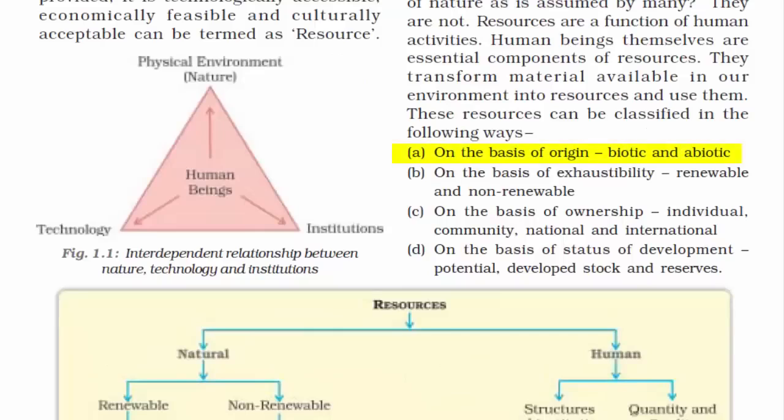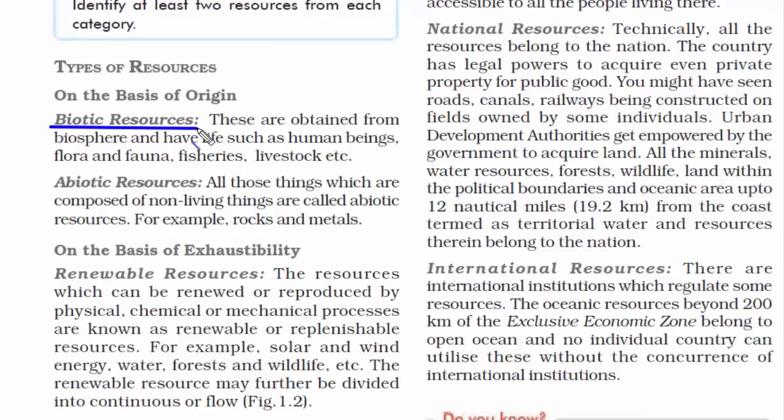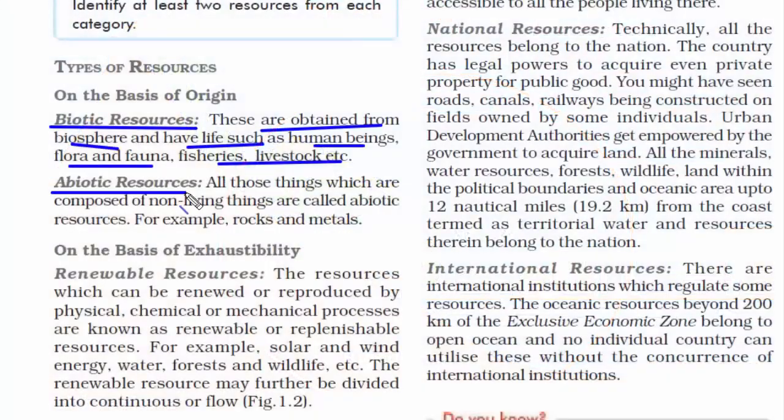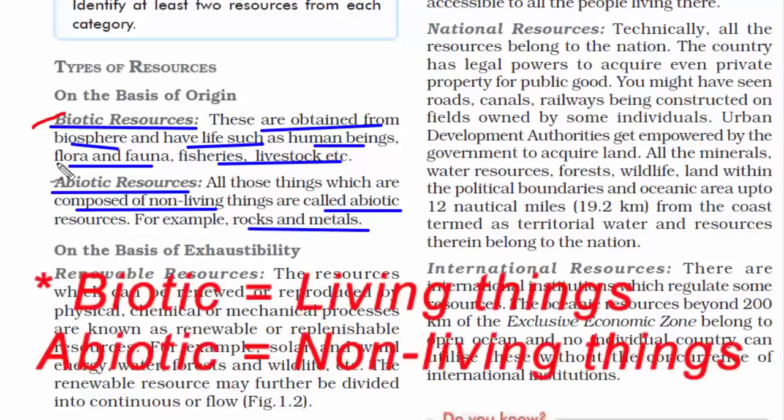So the first classification is on the basis of origin, that is biotic and abiotic. So what is the biotic resources? These are obtained from biospheres and have life, such as human beings, flora and fauna, fisheries, livestock, etc. The meaning of biosphere itself means where the living organisms exist. And then coming to abiotic resources, all those things that are non-living things, they are called abiotic, like rocks and metals. So biotic means living organisms and abiotic means non-living things.